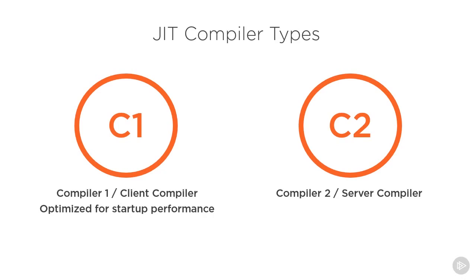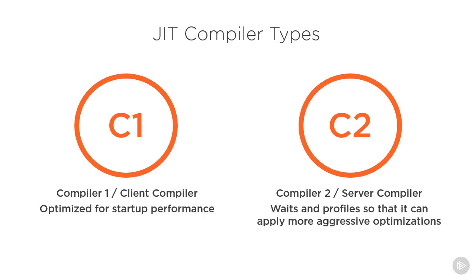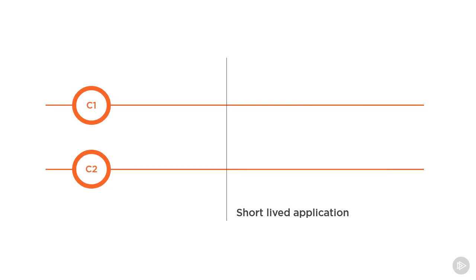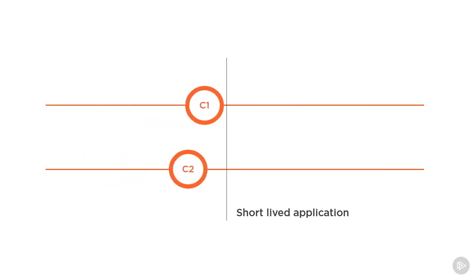The C2 compiler is intended for use by server applications. The C2 compiler waits for a longer period of time before deciding to compile a hot method. This gives the compiler more time to learn about the method's execution pattern so that it can infer and apply more aggressive optimizations. As a result, methods compiled with C2 are generally faster than methods compiled with C1. However, because the C1 starts earlier than C2, an application running with the C1 compiler will be faster earlier on in its lifecycle before the C2 catches up and overtakes it. Therefore, if an application is short-lived or sensitive to startup times, then the C1 compiler is actually a better choice for it. But what if you could combine the two?